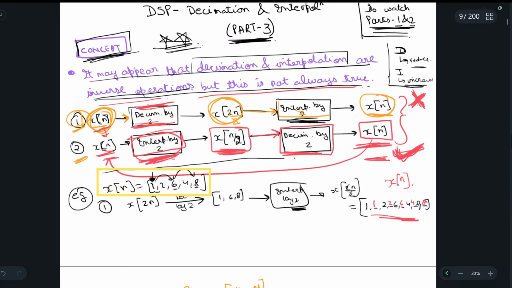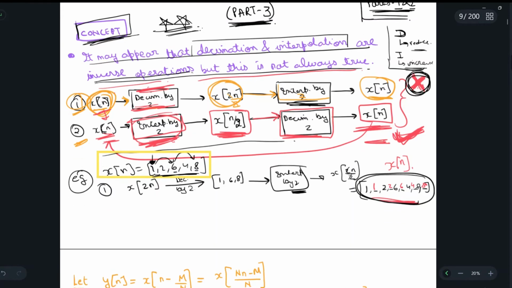That is, xn is equal to 1, 2, 6, 4, 8. So this was our answer, but what have we got our answer to be? Like this, which is not correct. So as we can see, the first case will give us a wrong answer.